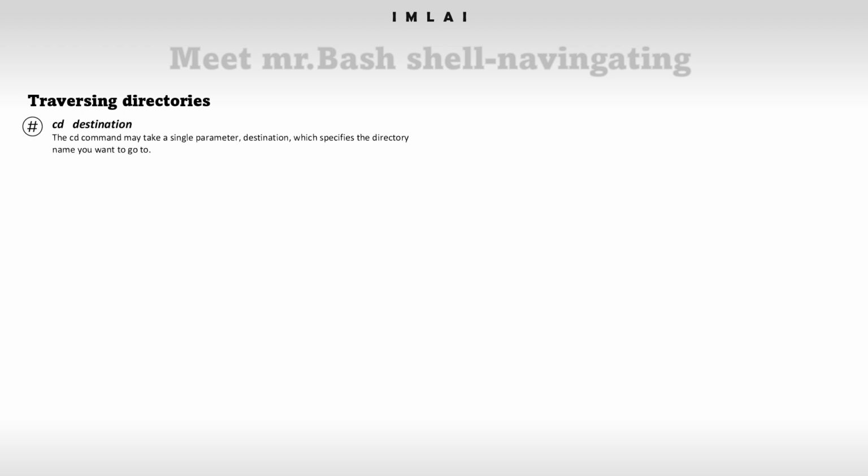simplistic. It's cd, space, and then destination, basically an argument. Cd is the command, then space, then argument. So the cd command may take a single parameter, a destination, which specifies the directory name you want to go to. If you don't specify a destination on the cd command, it takes you to your home directory.